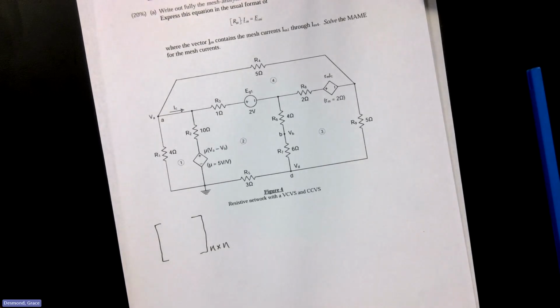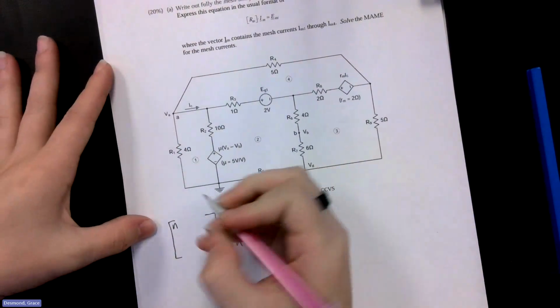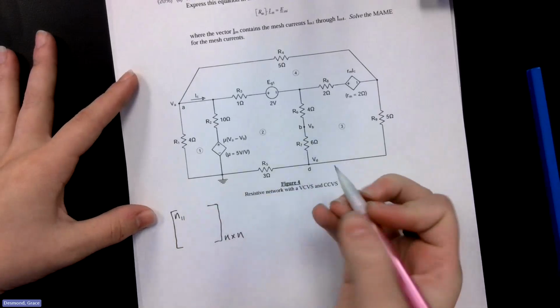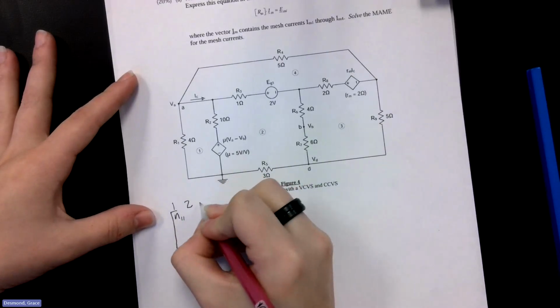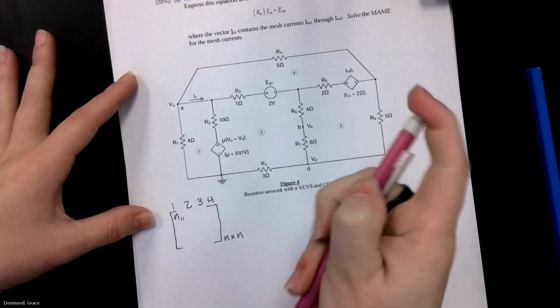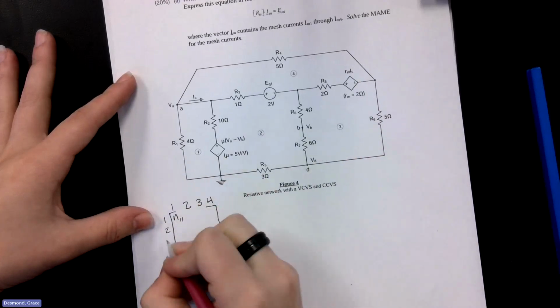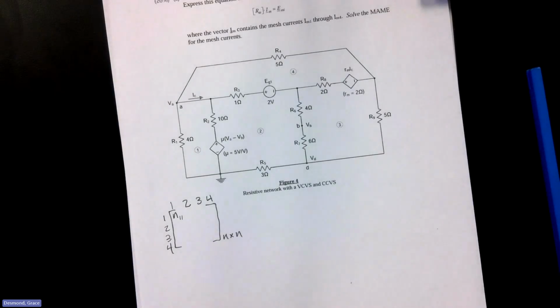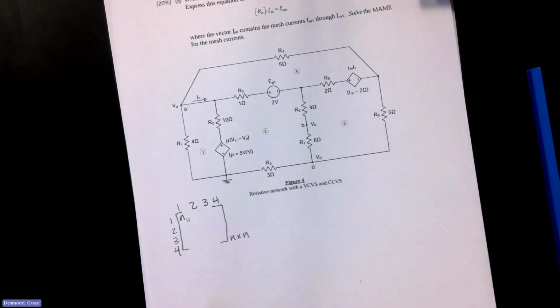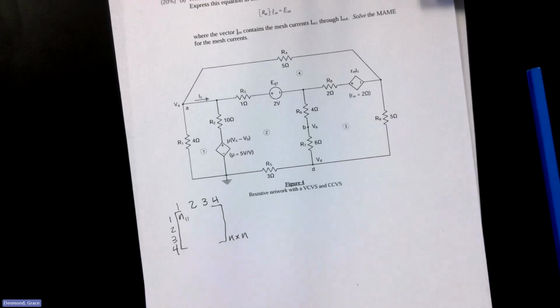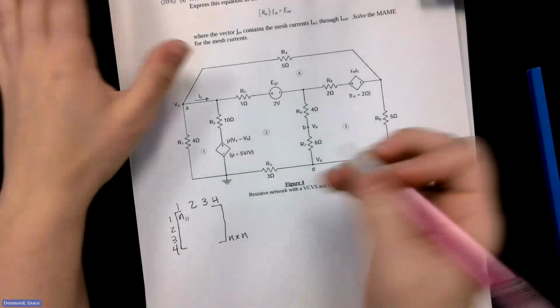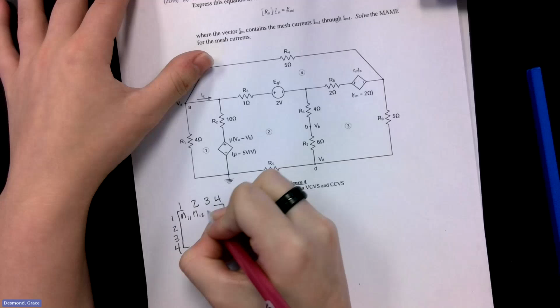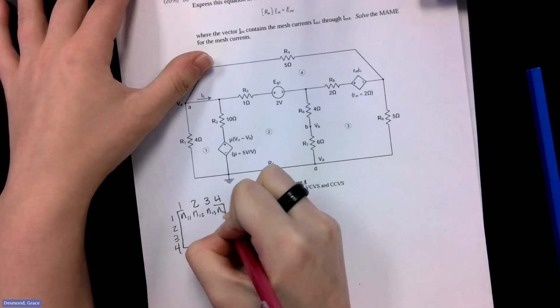Okay, so this is how I write it out, just for ease of solving MAME. This is n by n. So this element is n11, because this is column 1 2 3 4, and this is row 1 2 3 4. And I did not write it big enough. We always go row then column. Always. Just got to remember that. So this is n12, this is n13, and this is n14.